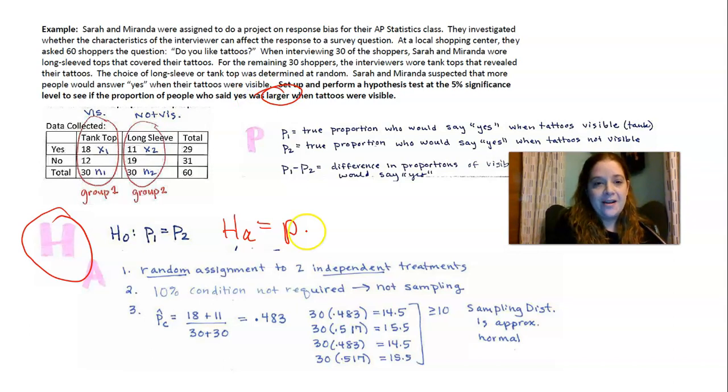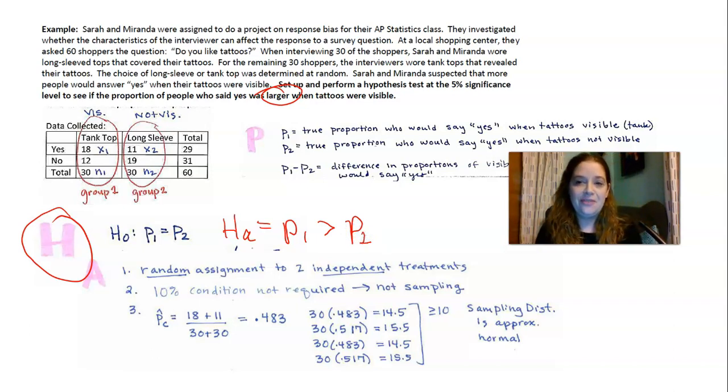So remember, you want to look for that inequality word. So we're going to talk about a right-tailed test here. P1 is greater than P2 because P1 is the proportion of visible tattoos. And probably the reason they think this would be true is that if someone is standing in front of you covered in tattoos and they say, "Do you like tattoos?" a lot of people, if they didn't, wouldn't want to say so because they don't want to be confrontational. Okay, so they might give a different answer.